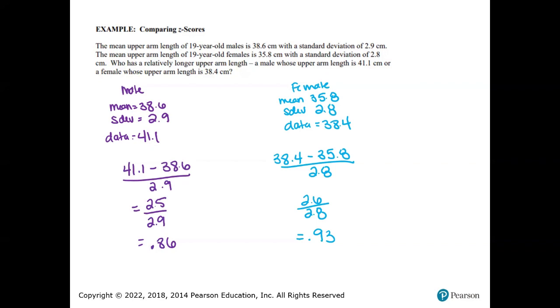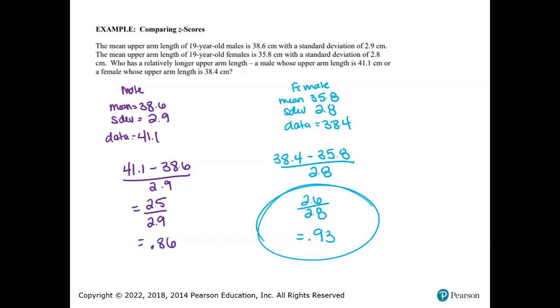Okay. So the male value was 0.86 standard deviations above the mean, where the female value was 0.93 standard deviations above the mean. So who's further above the mean? Well, that would be the female. So the female has a relatively longer upper arm in this situation.